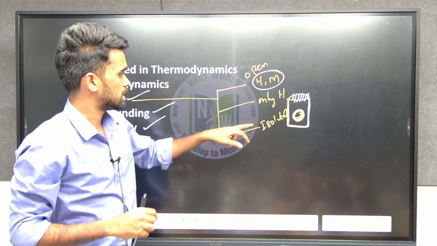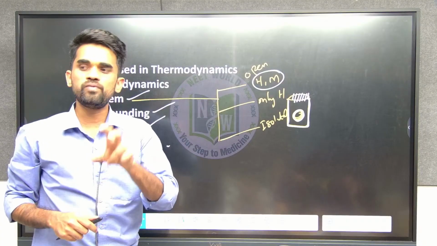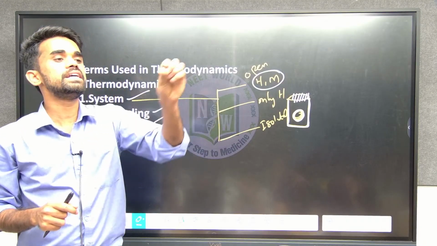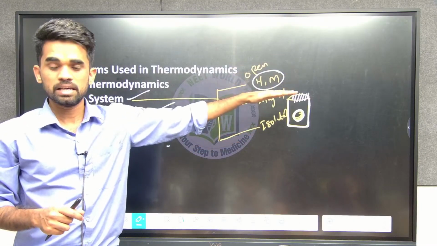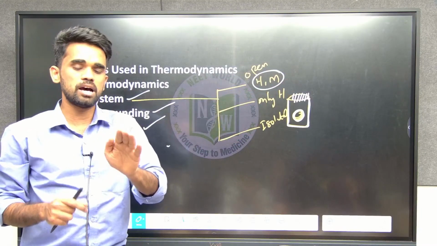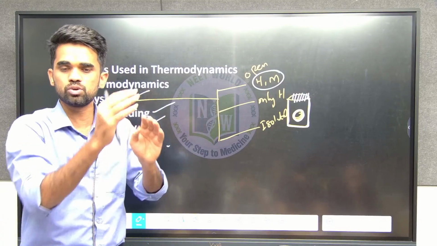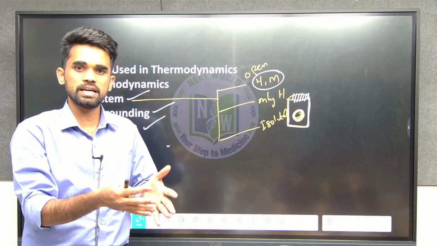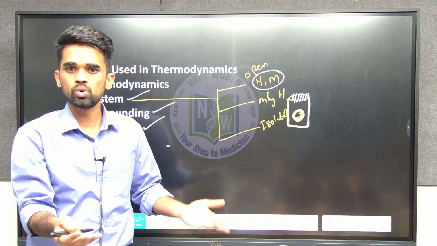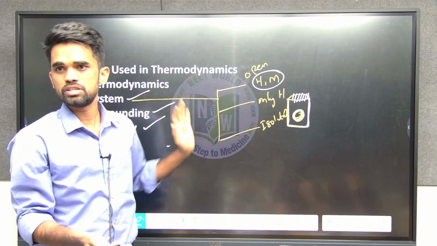Next, what about the isolated system? A thermoflask nearly acts as isolated, but not exactly, because a thermoflask resists heat exchange only up to some five to six hours. After that it loses its capacity or efficiency, and whatever heat is there also gets cooled down. So a thermoflask is almost considered to be an isolated system.